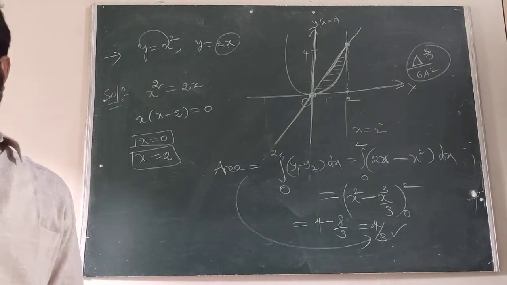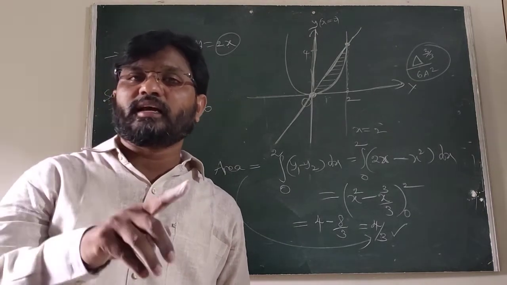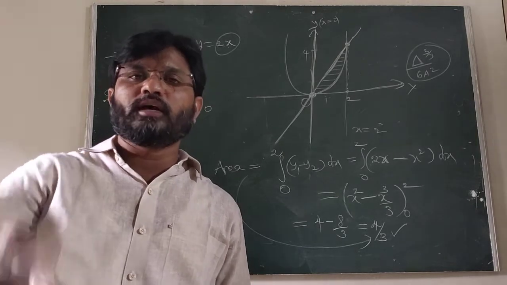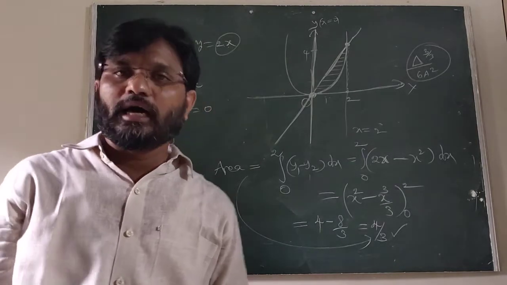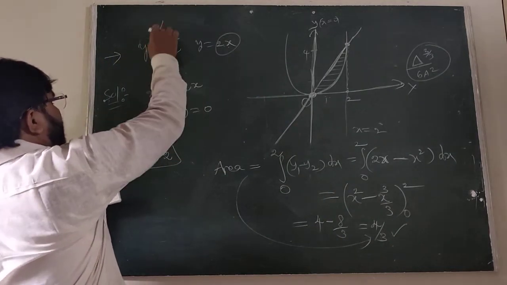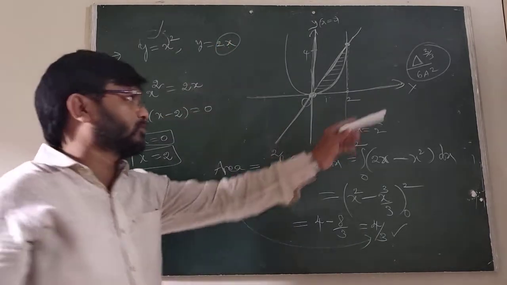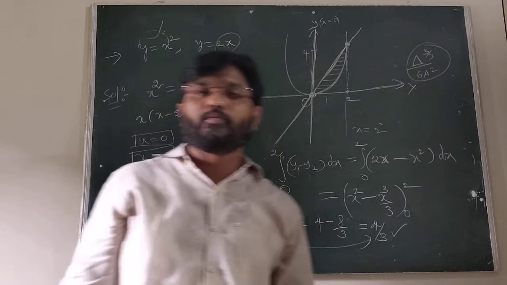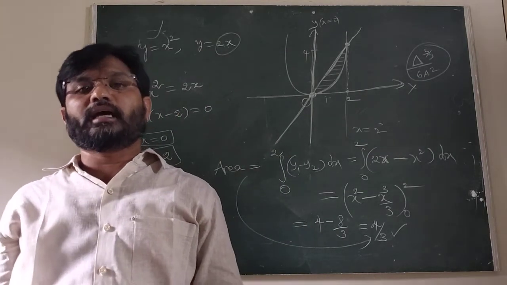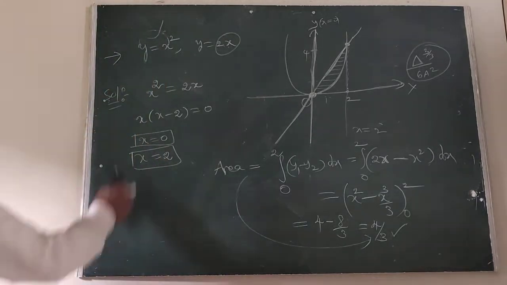Already I explained y equal to a1x square plus b1x plus c1, and another curve is y equal to a2x square plus b2x plus c2. Both are quadratic curves. Here one of the curves is quadratic and the other one is linear. So this formula is applicable for both quadratic curves, and also when one is quadratic and the other is linear. How to apply this one?